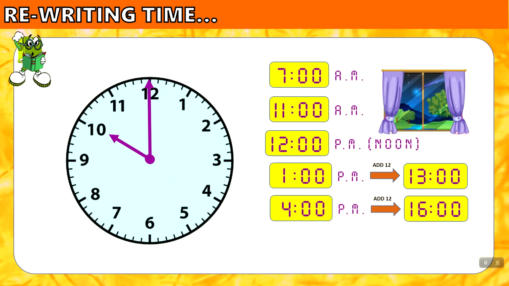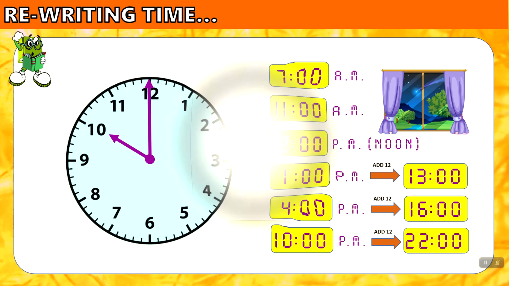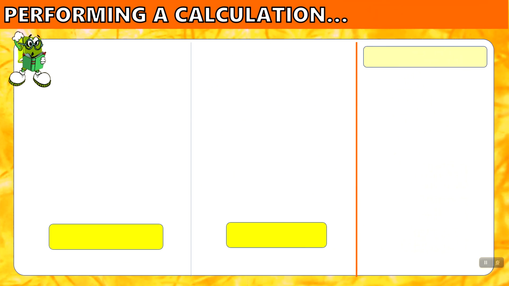And if we move now into the evening, 10 o'clock p.m., to rewrite this as 24-hour time, again, we add 12. 10 plus 12 is 22. 2200 hours is the same as 10 p.m. We will need to know how to do this in order to perform our calculations for time elapsed.